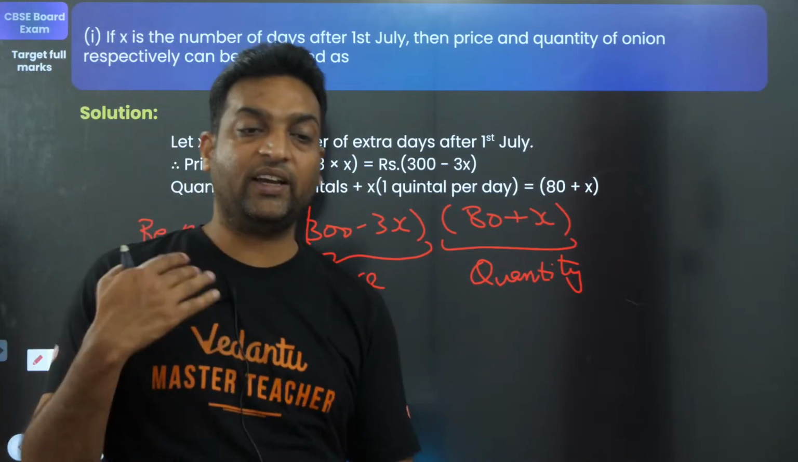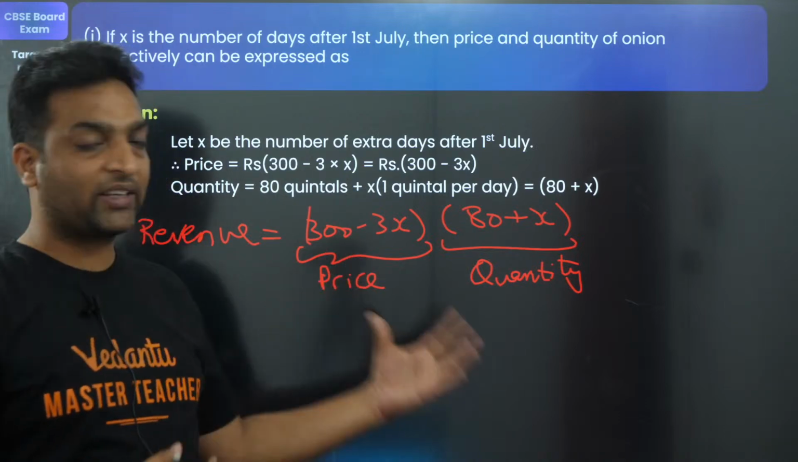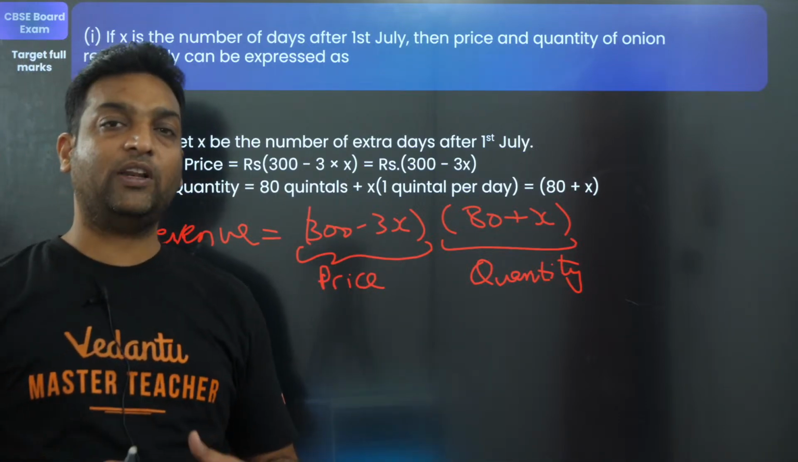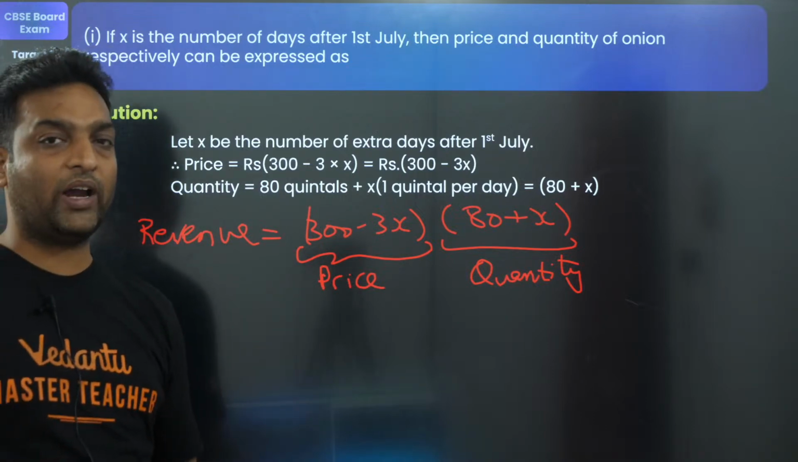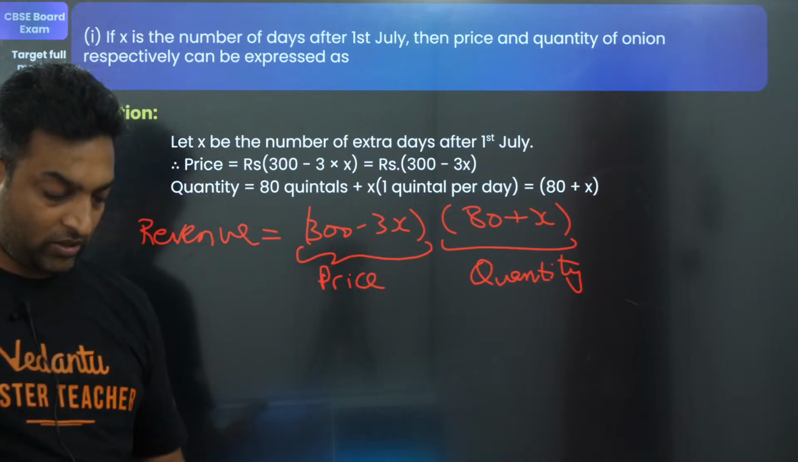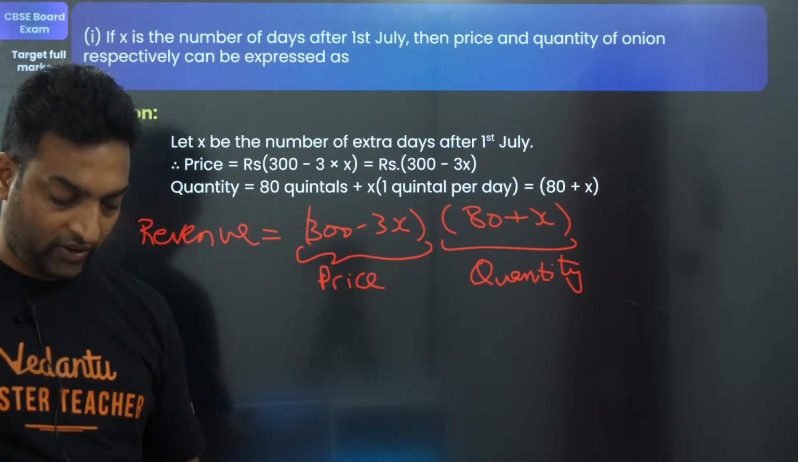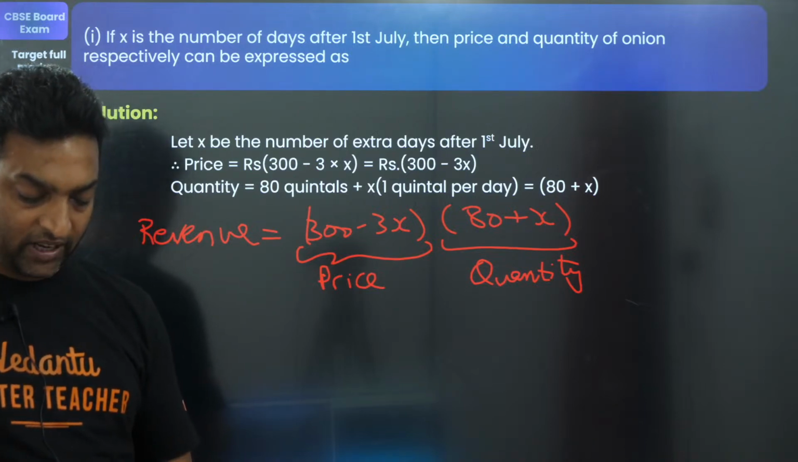The question here is, what you have to tell me is, what will be the maximum revenue and when will we get that maximum revenue? Come on, do it. Differentiation. Use derivatives to find what is the maximum revenue and when will we get that maximum revenue.